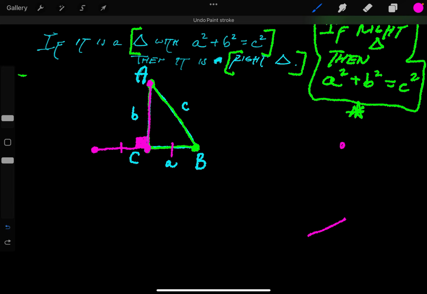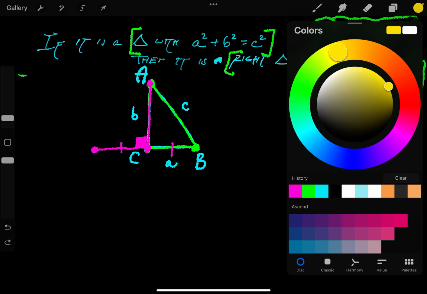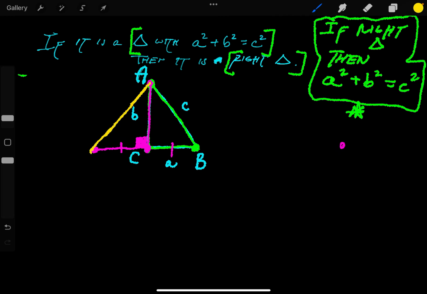So let's go about the next step. The next step is that you join A, and let's call this point over here D. What you have now is that this line, AC, is congruent to itself. You know that this length here is also A, because that's how I constructed it. What else do I know? Well, I know that this is a right triangle, ACD.